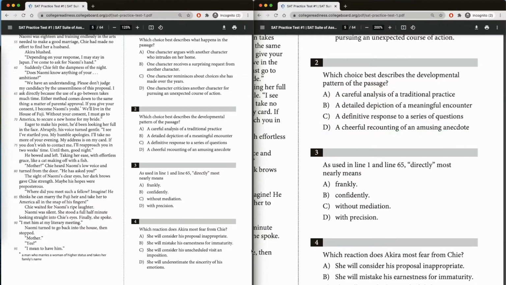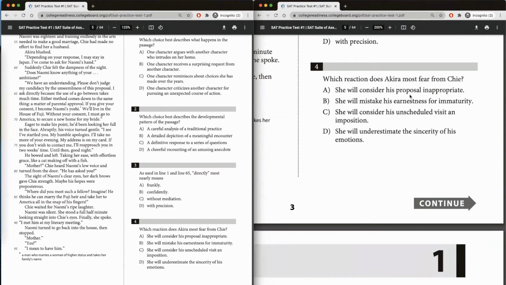All right, so then keep going. What reaction does Akira, who is the guy, most fear from Chi, who is his potentially future bride's mother? Well, would she consider it inappropriate? Why would she do that? Well, we did actually cover in number 3 that he didn't follow tradition and he just approached her. So maybe she will mistake his earnestness for immaturity.